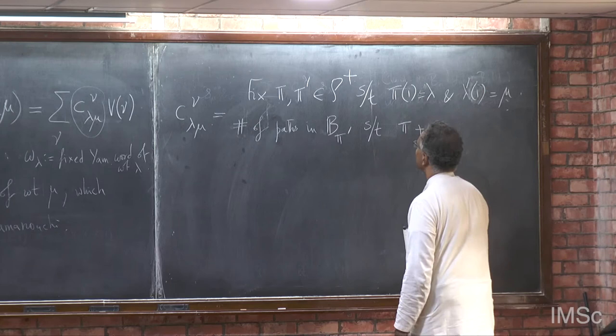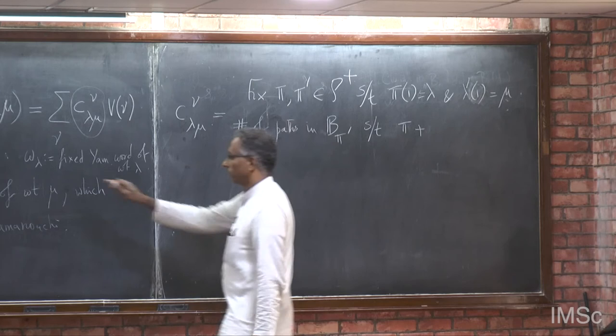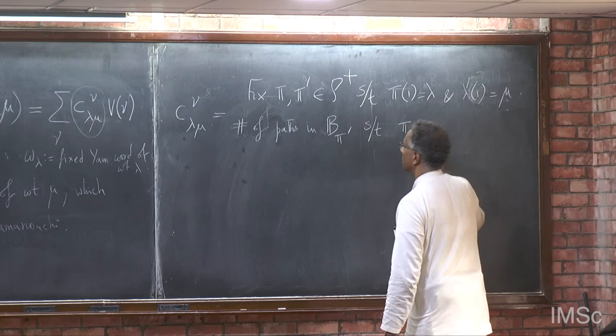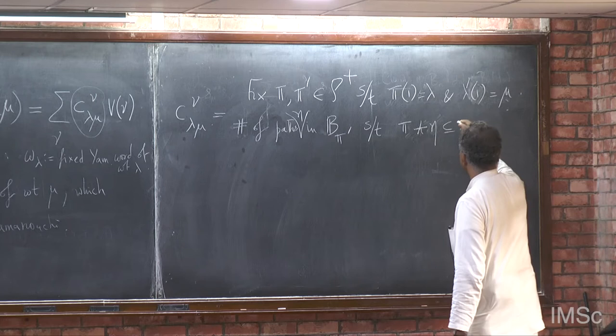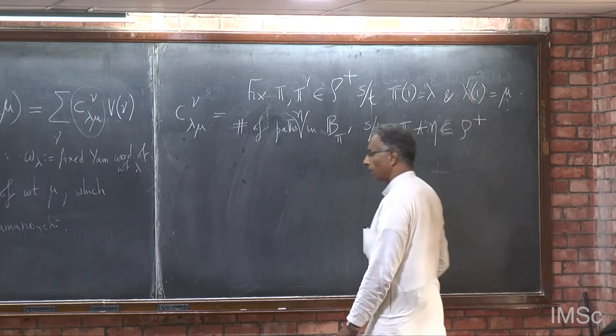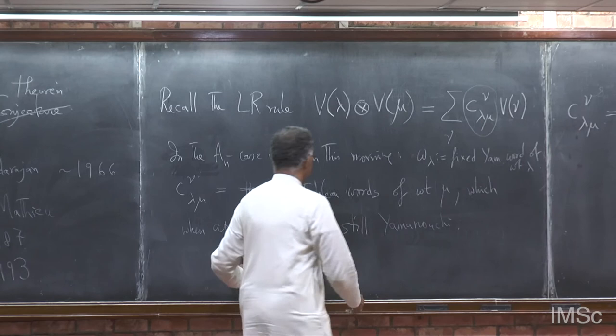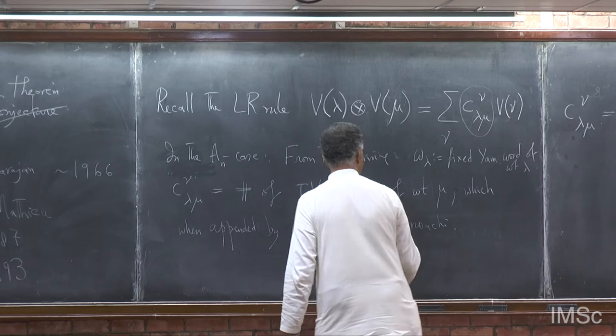okay, I wrote this because, so let's say the number of paths eta lives in the dominant Weyl chamber, so is in P plus. Oh, I forgot, where is nu in this, right? When the number of tableau which, when appended, is still Yamanouchi and the total is of weight mu.